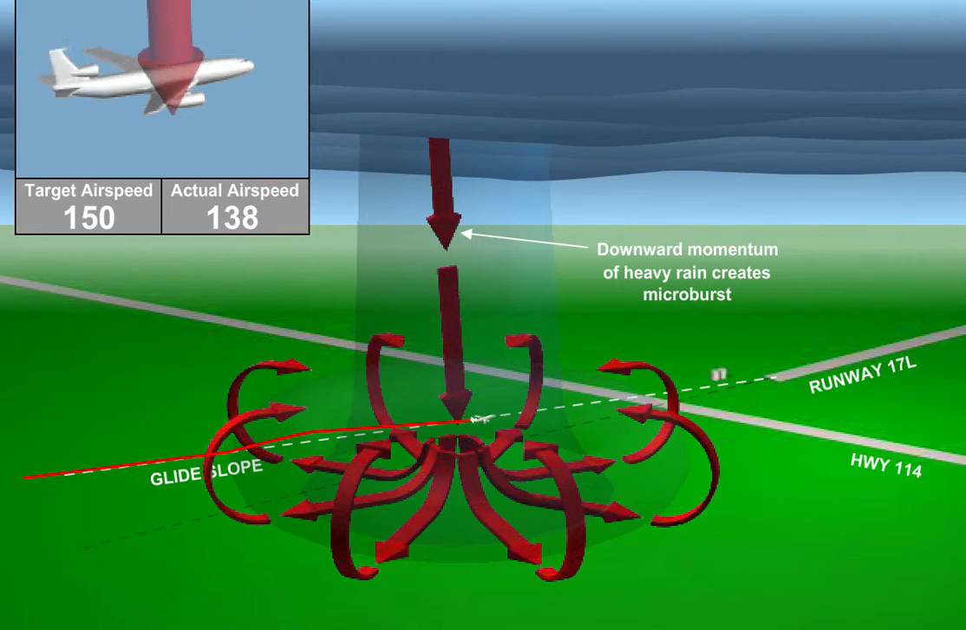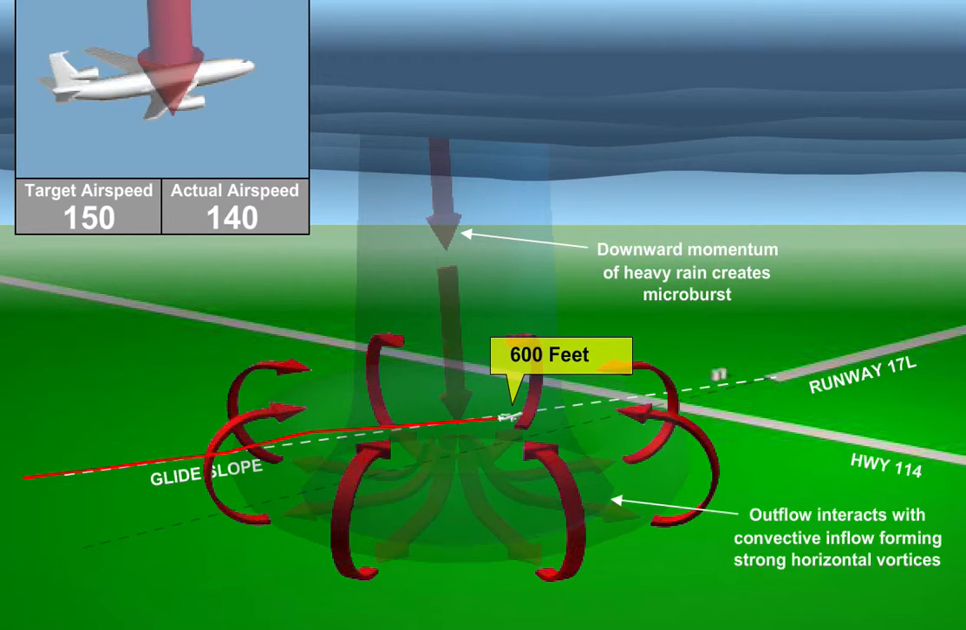As Flight 191 descended towards 600 feet, it experienced another increase in headwind which increased airspeed. In response, throttles were retarded slightly and the flight was able to maintain glide slope despite being 10 knots below target airspeed and having experienced large variations in headwinds and downdrafts.